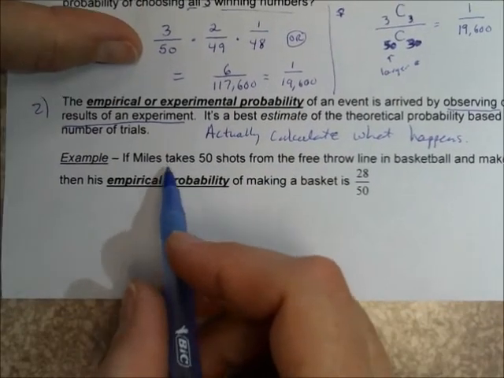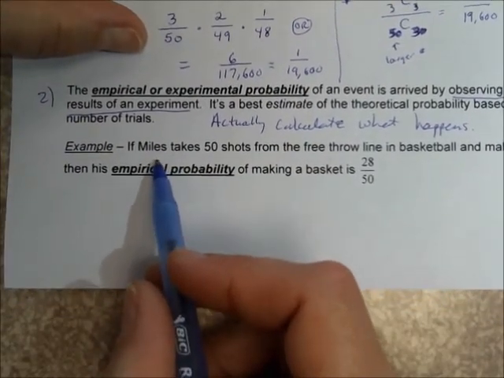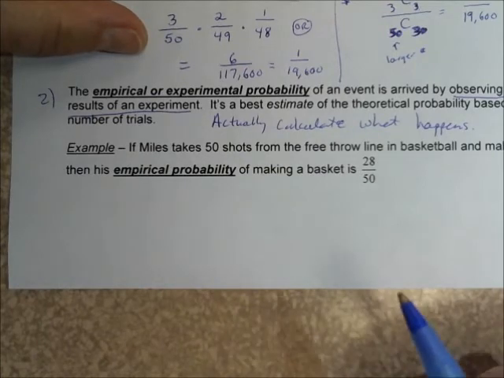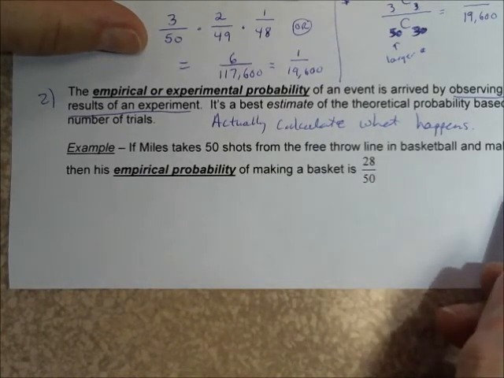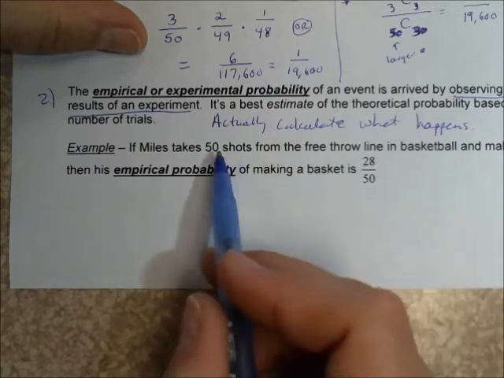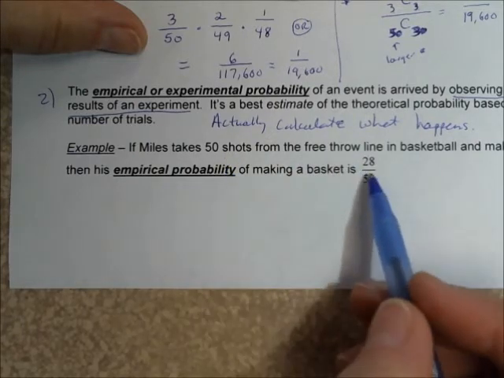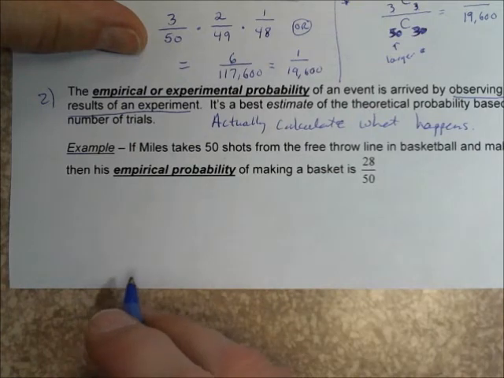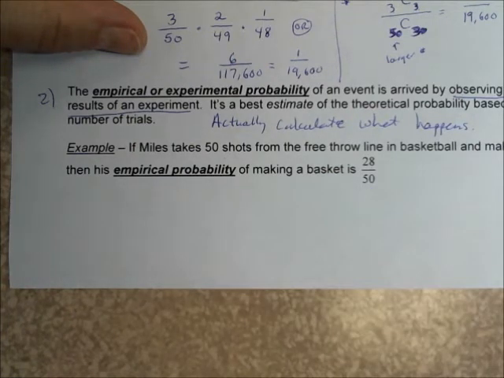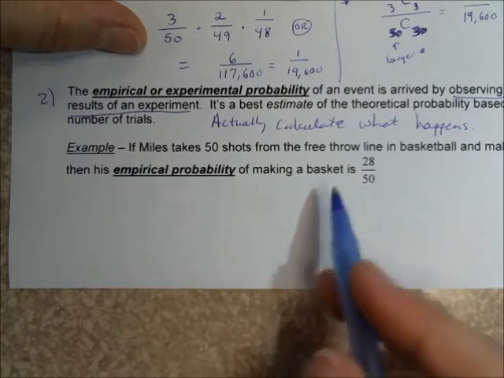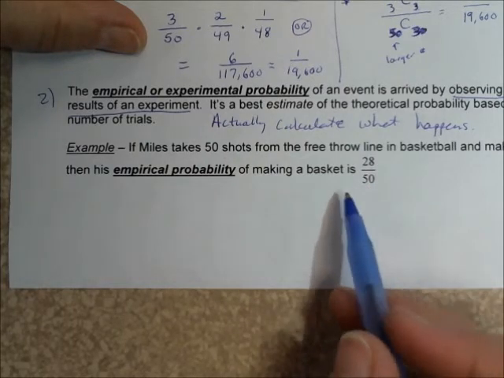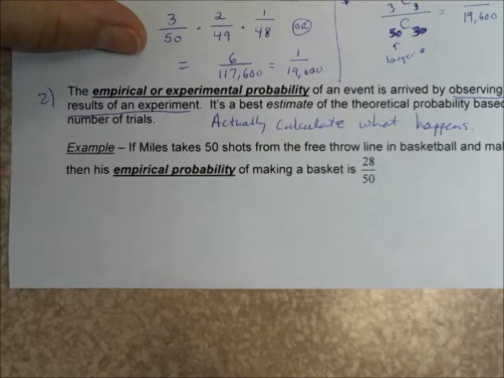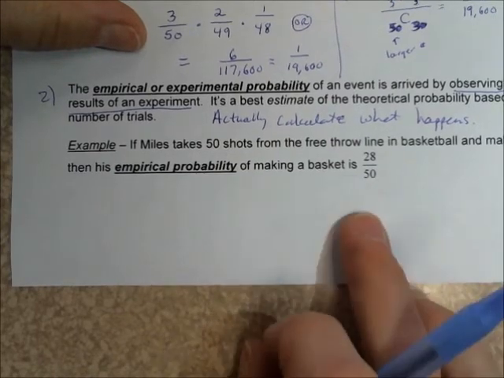So let's say Miles was a student in my class last year. If Miles takes 50 shots from a free throw line in basketball and he makes 28 baskets, what's his probability of making a free throw? Well, he actually made 28 baskets and he shot 50. So his empirical probability, because that actually happened, is 28 out of 50. Maybe he has a better chance based on some other variables. He has a better chance of making a basket, but what actually happened during this trial was 28 out of 50. So it actually happened versus what could theoretically happen.